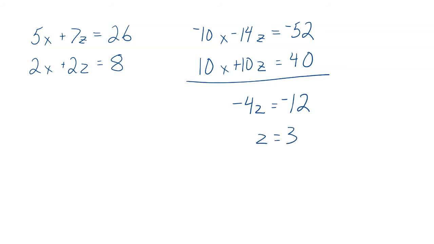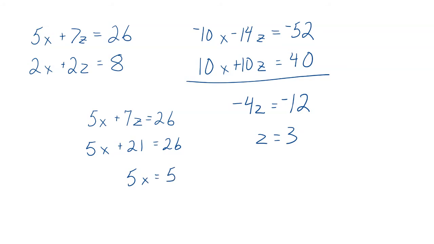So now I'm going to take that positive 3 and substitute it back into my first equation, 5x plus 7z, and I get 5x plus 21 is equal to 26. So I subtract 21 from both sides, and that leaves 5x is equal to 5. So when I divide both sides by 5, x is equal to 1, and that allows me to write a part of my triple solution, the x and the z values at least. So I have (1, y, 3).